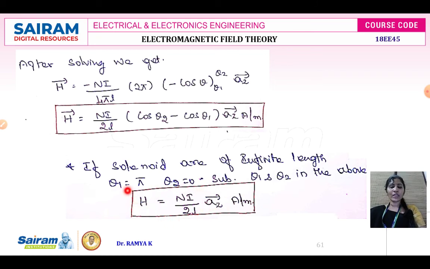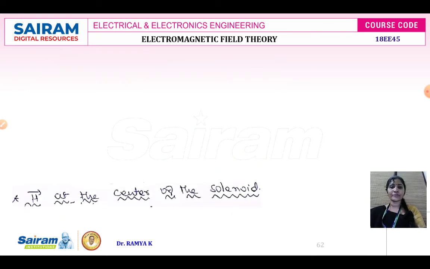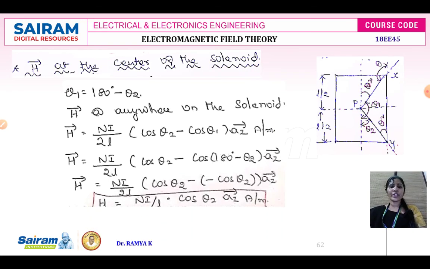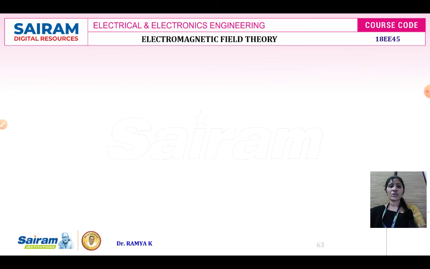This particular formula is going to be applicable only if the solenoid is going to have an infinite length of conductor. Now, H at the center of the solenoid. So, if this is going to happen, theta 1 is equal to 180 minus theta 2. Now, anywhere at the solenoid, it is going to be NI divided by 2L (cos theta 2 minus cos theta 1). In this, the value of theta 2 is going to be theta 2 only. Theta 1 is going to be 180 minus theta 2 according to this particular diagram. After solving, we will get the answer H is equal to NI divided by L cos theta 2 a_z vector. This is the magnetic field intensity at the center of your solenoid.